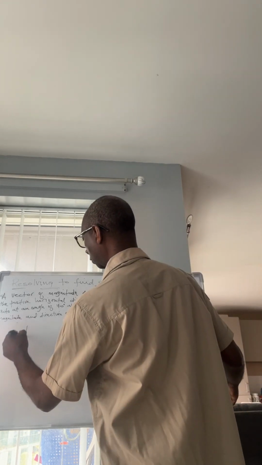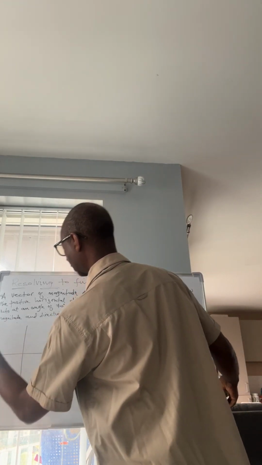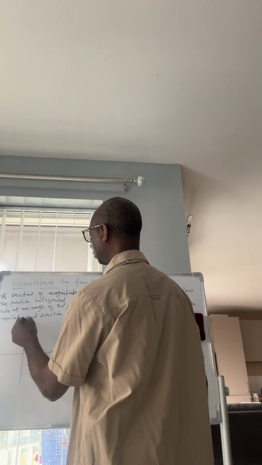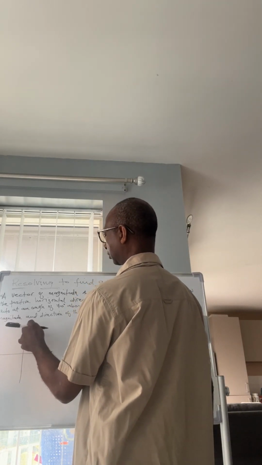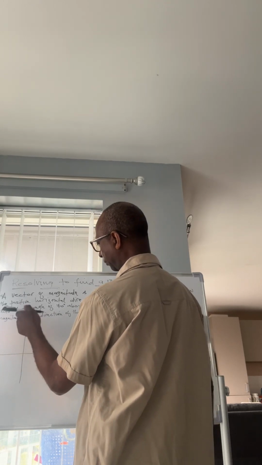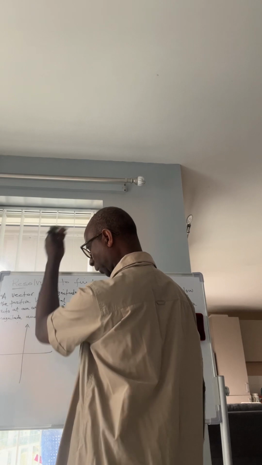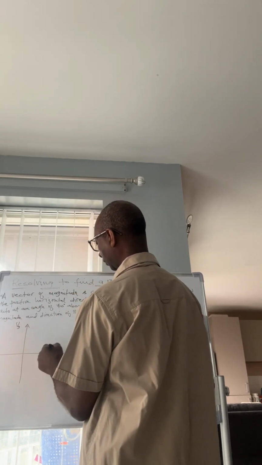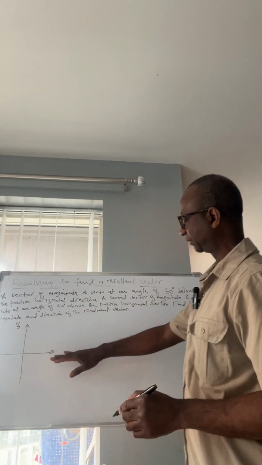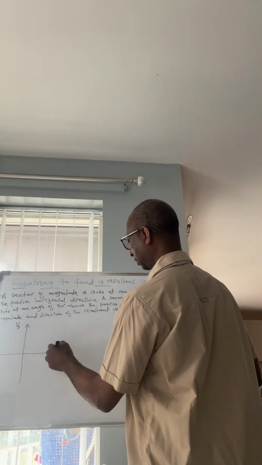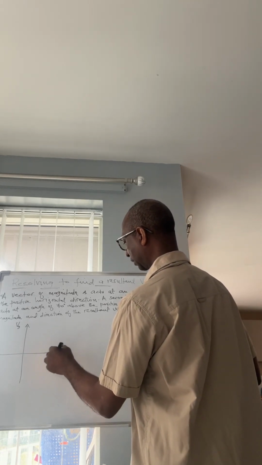If we sketch something like this, and we say this is our origin here, this is our positive direction going up, we call it Vy, and this is our positive horizontal direction going towards the right, we call it Vx.